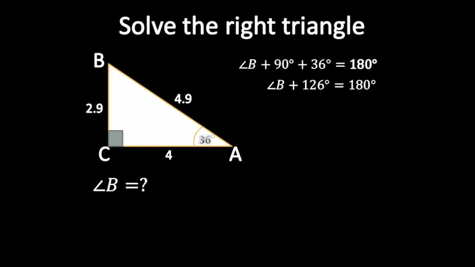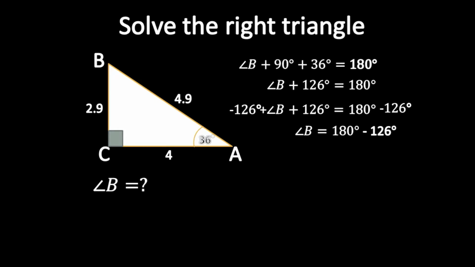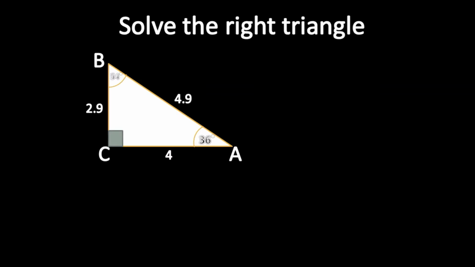90 plus 36 is equal to 126 degrees. Subtract both sides by 126 degrees. Angle B is equal to 180 degrees minus 126. So our angle B is 54 degrees. So we are done. We solved all the sides and angles.